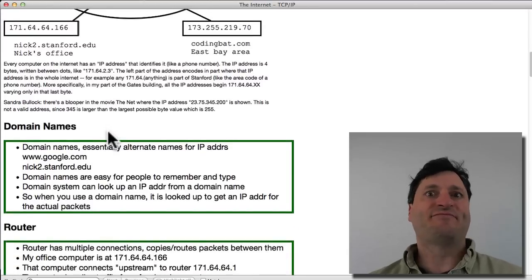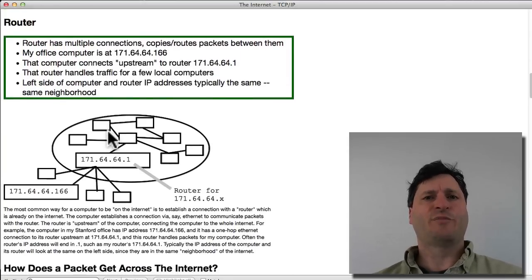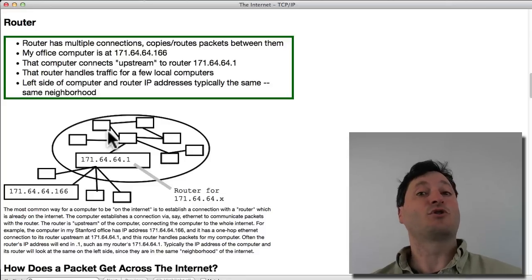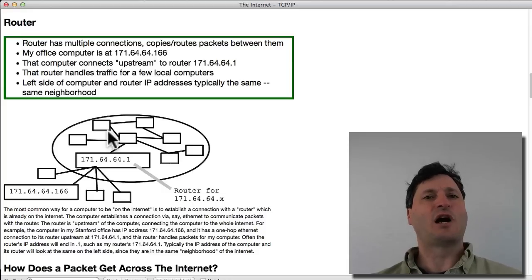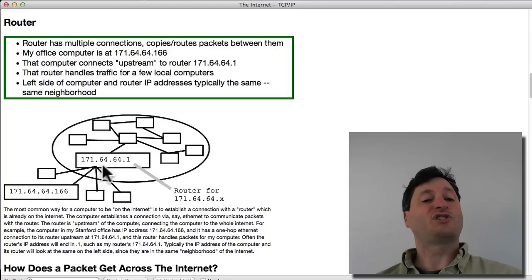So how does a packet get, how does any of this work? I need to introduce this character, the router. A router is a bit of networking equipment that's connected to 2 or more networks, and it basically shuffles packets back and forth. It can pick up a packet from one side and translate it over to another network. You can think of the internet as built up collectively by all these routers. If we were to look at my office, here's my computer, 171.64.64.166. My computer is connected upstream to a router, 171.64.64.1. Essentially, my computer gets its internet service through this router. This router provides service for my computer.